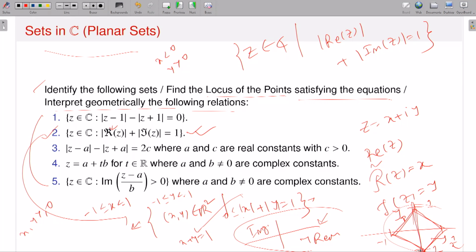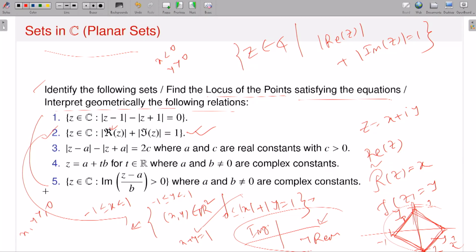Either you can think about it as a set in R2, or you can think about it as a set in the complex plane. Okay, so that's it. So the collection of all those z in C whose modulus of real z plus modulus of imaginary z is exactly equal to 1 will give you the corresponding picture in the complex plane. Okay, that you can do. Similarly, you have 1, 3, 4 and 5, you just try it.